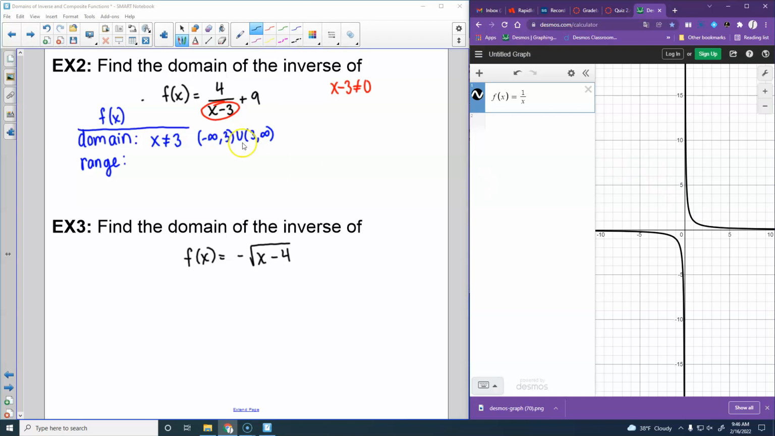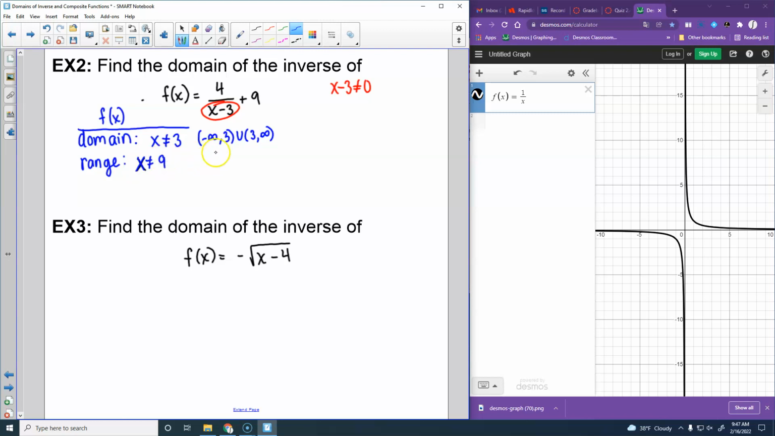So think about what's happened to this graph. The 4 is going to cause us to have a vertical stretch, right? Stretches and shrinks do not change where your asymptotes are. So the -3 moved this over to the right 3. And so where I was right here at 0, it moved over to the right 3. So what's going to move that horizontal asymptote? The +9, right? So it's going to take this right here that was at 0, and move it up 9.